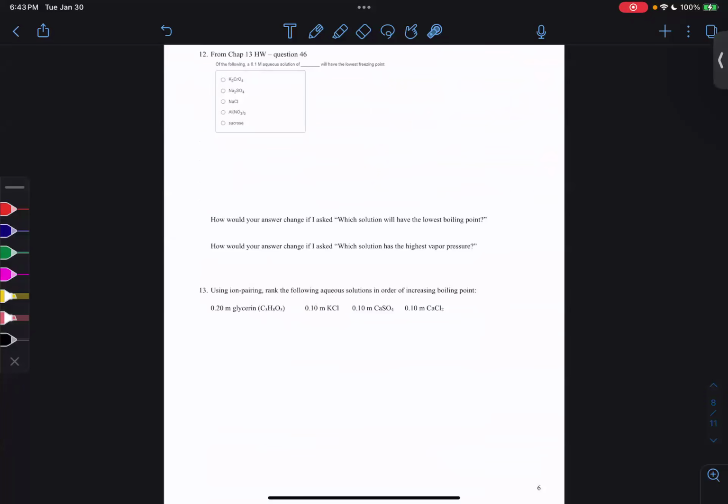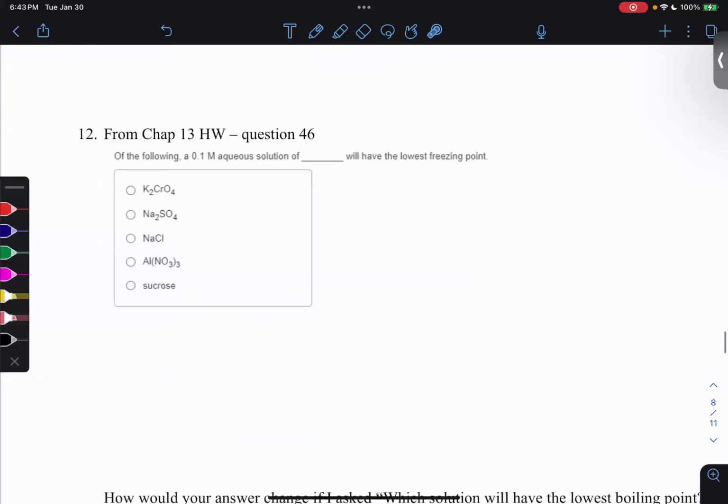Okay, I want to do ion pairing and stuff. So let's go back to colligative properties. Freezing point depression, delta T, this is 12, equals i m times Kf. So I have aqueous solutions of all of these. Which one has the lowest freezing point? Remember, more solute particles, lower freezing point.